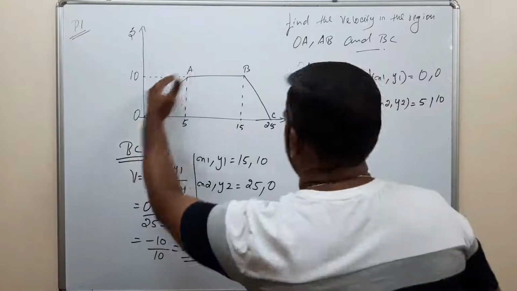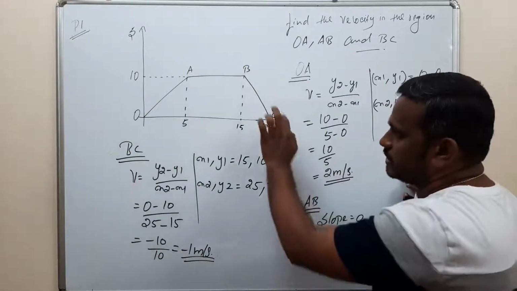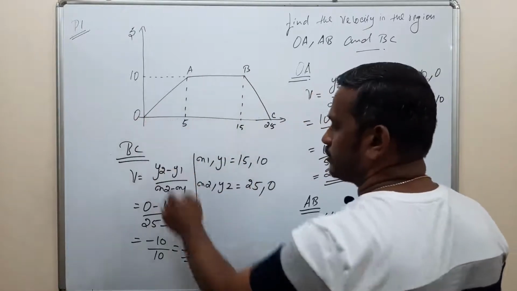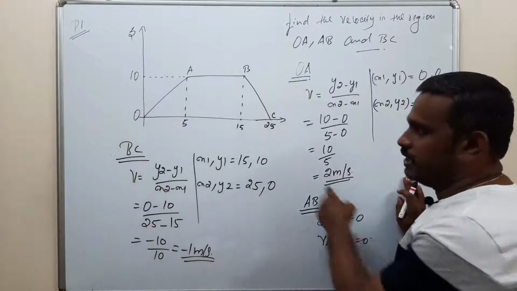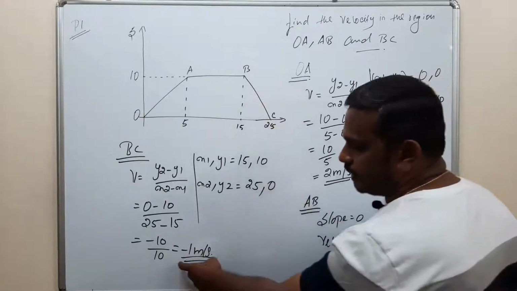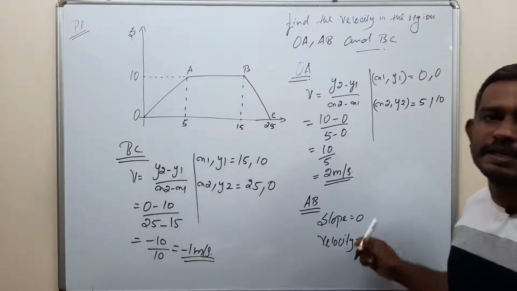So in this line we get a positive slope, 2 meter per second. When the line comes down, that is theta greater than 90 degrees. In this line theta is less than 90 degrees, so we get a positive slope. In this line theta is greater than 90 degrees, so we get minus slope, that is minus velocity. Okay, minus velocity. Clear?